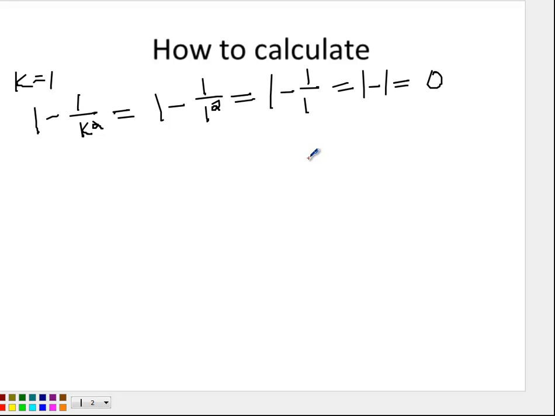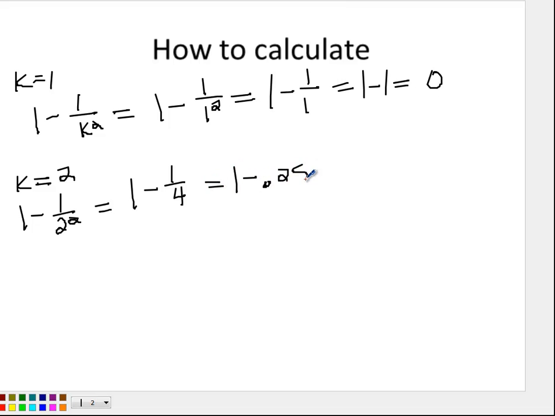There's no percentage. Okay? So if we try for k is equal to 2, it'll be 1 minus 1 over 2 squared. 2 squared is 4, so you have 1 over 4. 1 over 4 is just 0.25, and when you subtract that from 1, you get 0.75. So for two standard deviations with Chebyshev's, you expect 75% of your data to fall.